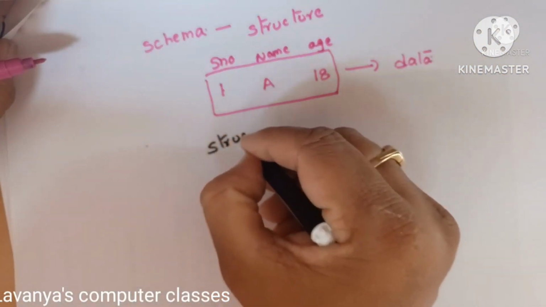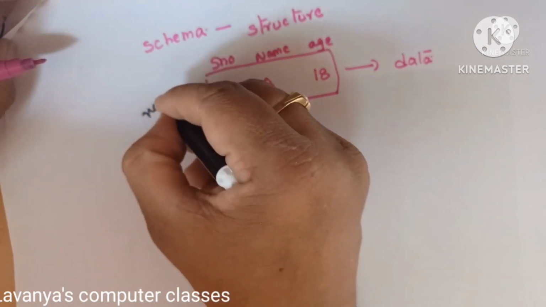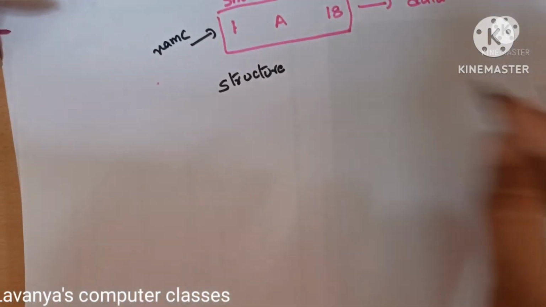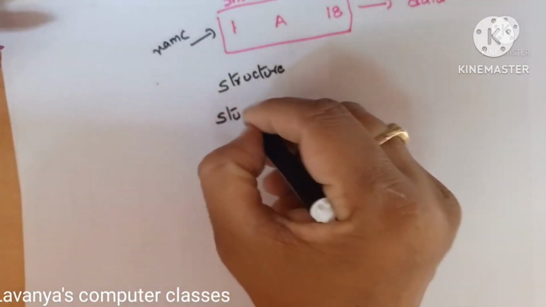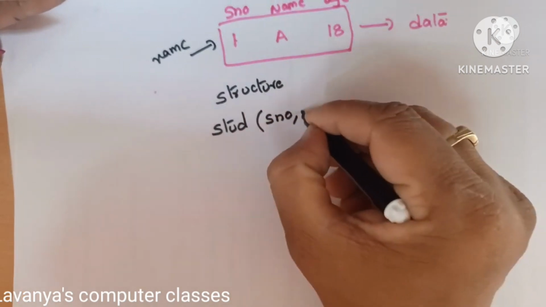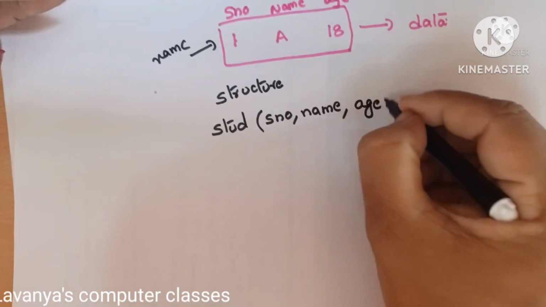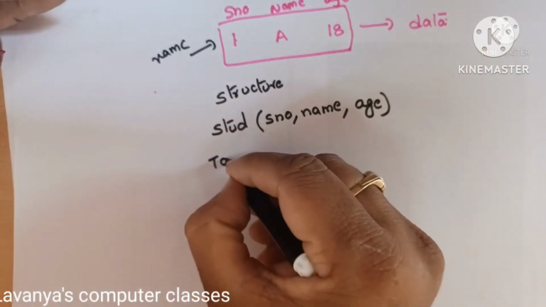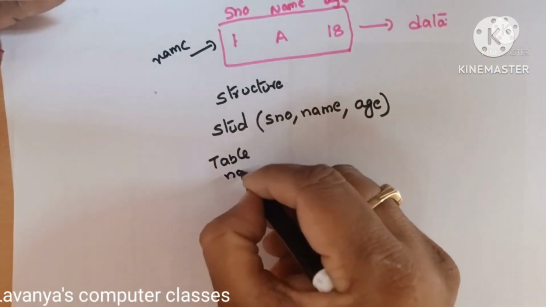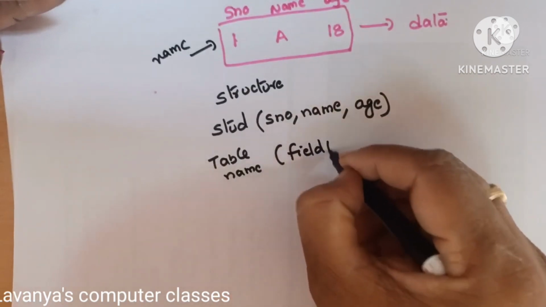What is the name of the table? We need one name for the table. So the table name is student. Student is the name of the table. What fields are there? Serial number, student name, age. So these are the fields. That means 1 is stored in serial number, A is stored in student name, 18 is stored in age. So this is the structure of the student.